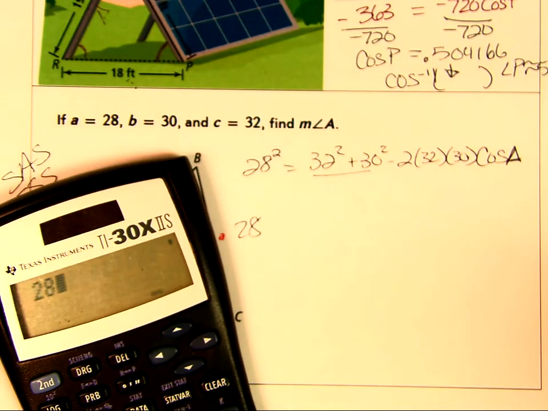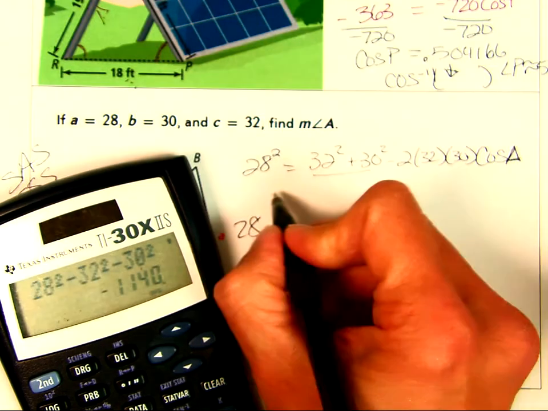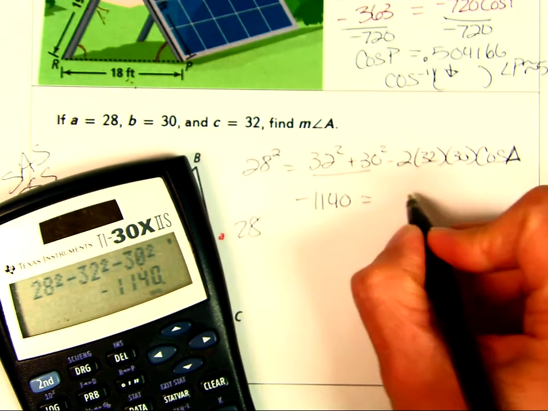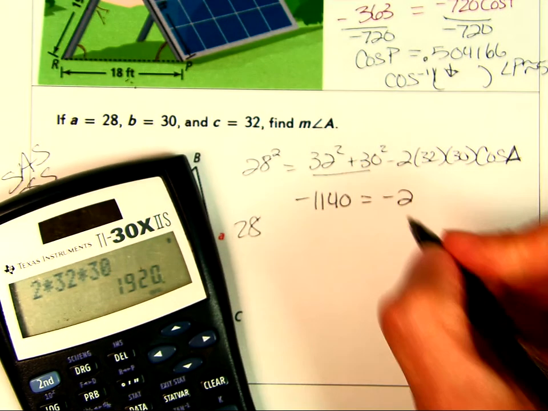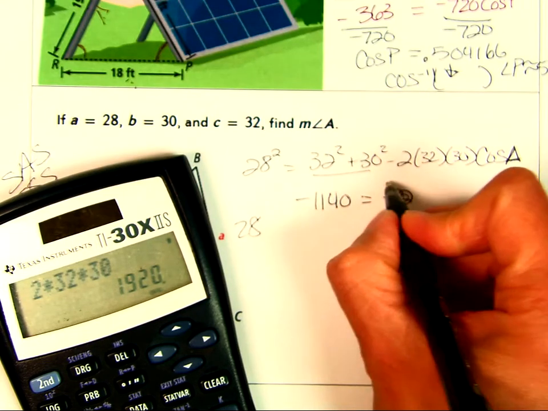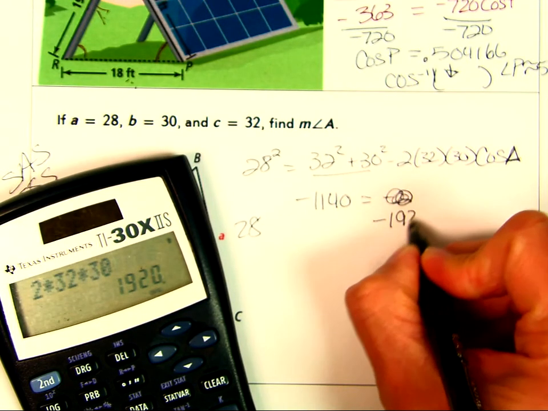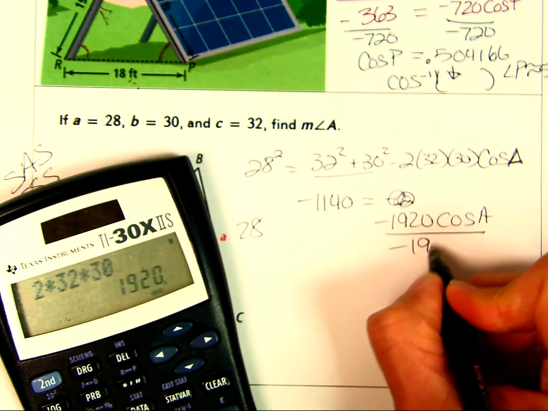So sometimes this is what I do, 28 squared minus 32 squared minus 30 squared. So I just do that in my calculator so now I know what the left side equals. So the left side equals negative 1140. And now I'm going to do all that too. 2 times 32 times 30. And that equals, I didn't use the negative, so that's why it's positive there. 1920 cosine of A. And then I have to divide by negative 1920.